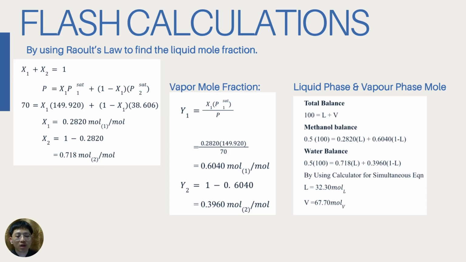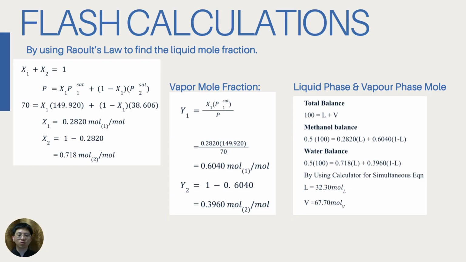So for the liquid phase and vapor phase moles, in the total balance, we know that our basis is 100. So liquid plus vapor must be equal to 100. By using the methanol balance and the water balance, substituting into the calculator as simultaneous equations, we can have the values of liquid phase and vapor phase, which is 32.30 for liquid phase and 67.70 for vapor phase. So that's all from me.